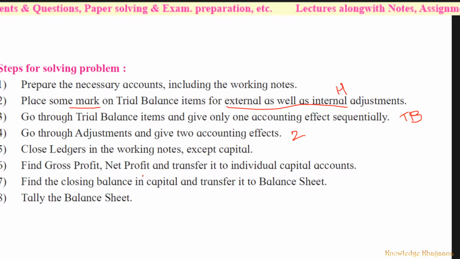Find gross profit, net profit and transfer it to individual capital accounts. Find the closing balance in capitals and transfer it to balance sheet. Then tally the balance sheet. See, these are the steps for solving the problem.